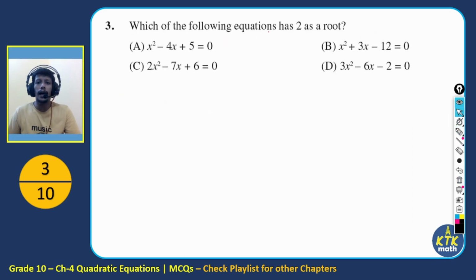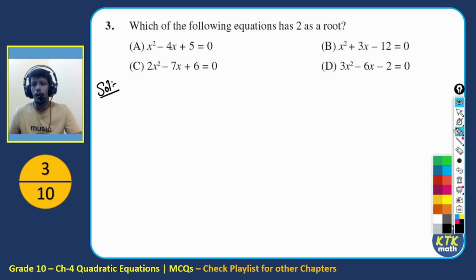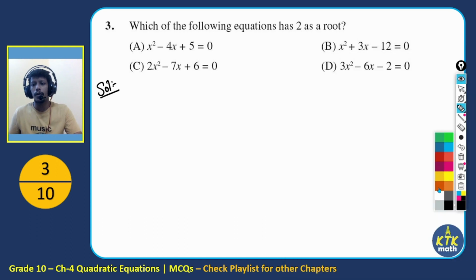Which of the following has 2 as a root? It's an easy one. When an equation is given, how to verify a root? Simply you substitute that value in the equation and check whether you are getting 0 or not. So just substitute one by one. What are we going to get when substituting one by one?